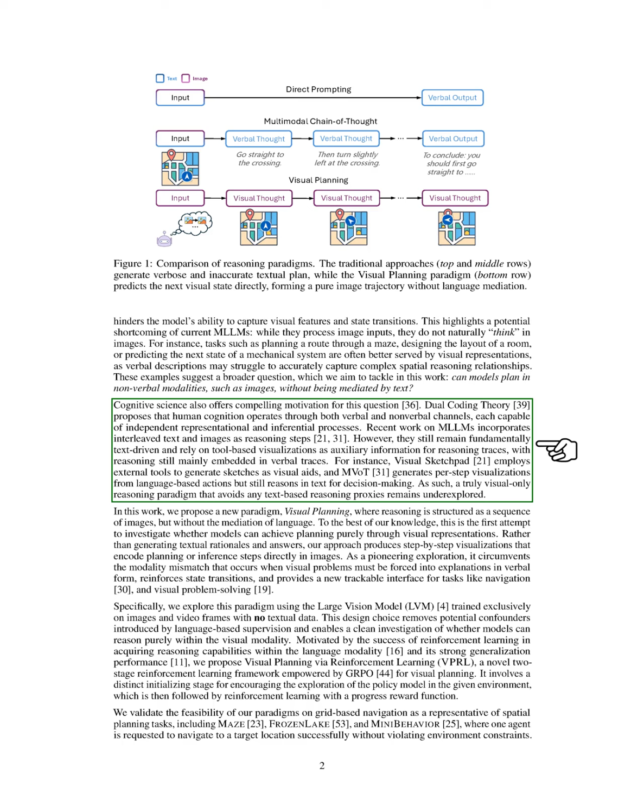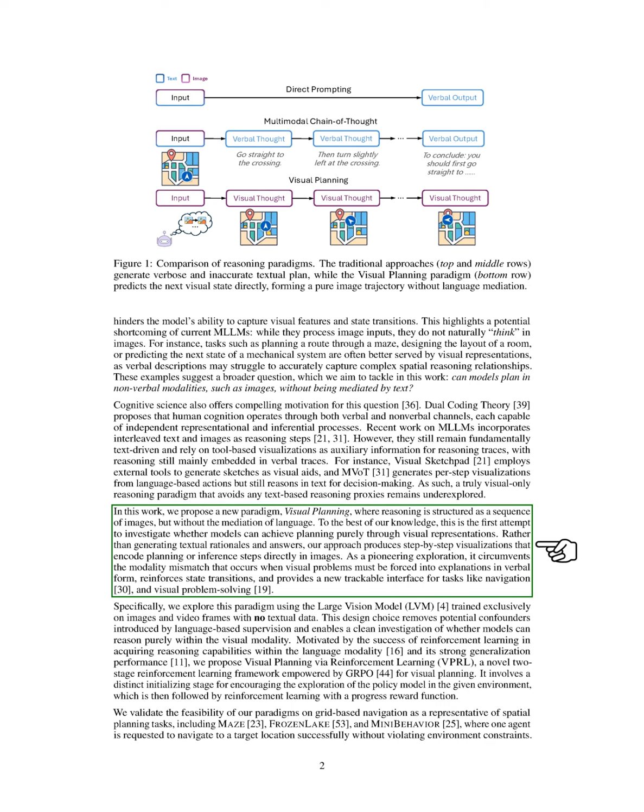Cognitive science supports this inquiry, as dual coding theory indicates that human cognition uses both verbal and nonverbal channels independently. While some recent MLLMs have started to incorporate both text and images in their reasoning, they still fundamentally depend on text, using visual aids as secondary support.